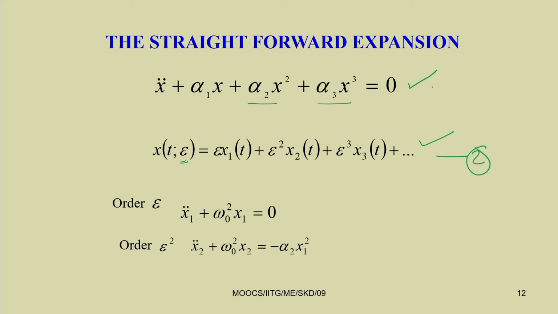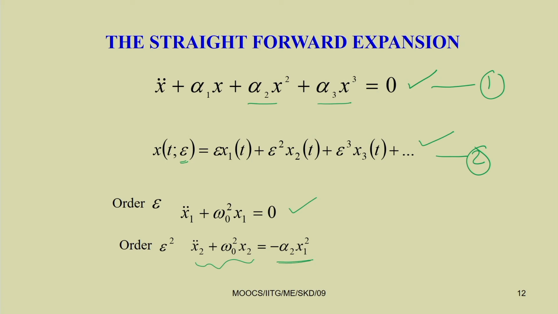Writing the different orders of epsilon, you get several equations. For the first order of epsilon, x1 double dot plus omega 0 square x1 equal to 0, whose solution you know. The second equation you write such that the left hand side has the unknown parts and the right hand side has the known part. Since you already have the solution of x1, the x1 terms will be on the right hand side.